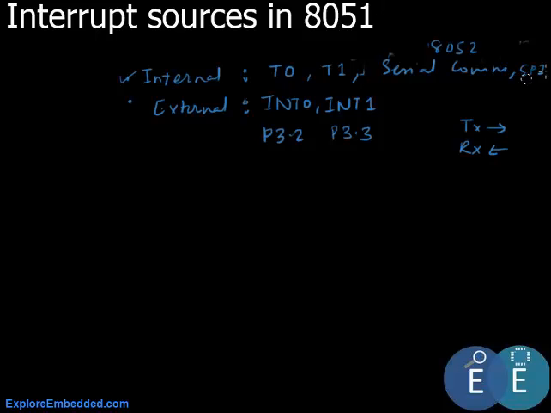So if we look at it, there are 5 sources of interrupts for 8051. 3 are internal to the processor and 2 are external. And there is also one more interrupt, if we consider reset as an interrupt. So this is one more. So in total there are 6 interrupt sources for 8051.